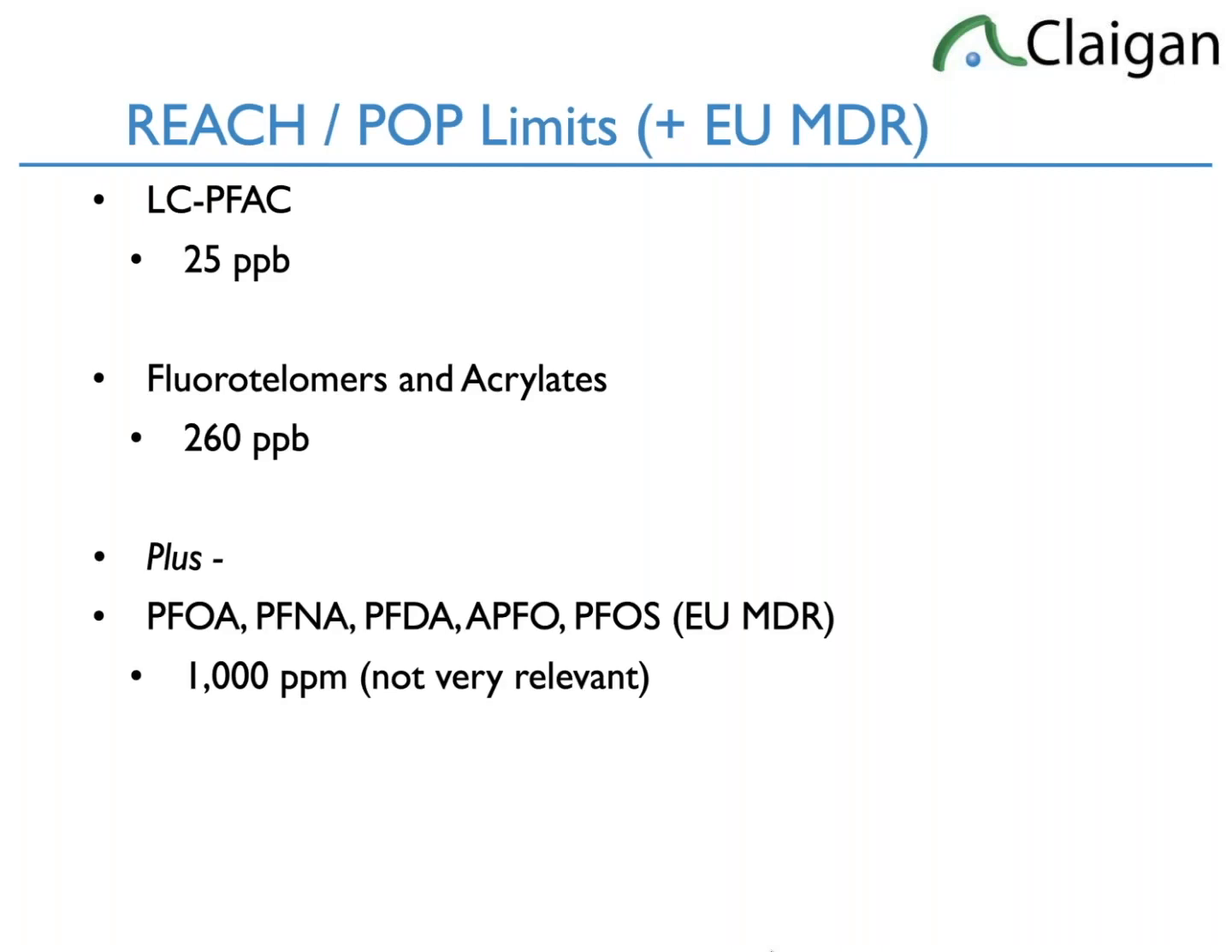PFOA is perfluorooctanoic acid, PFNA is perfluorononanoic acid, PFDA is deca, it's 10. APFO is ammonium PFOA. So it's basically a PFOA with the hydrogen. Instead of a hydrogen, it has the ammonium. And this is one of the reasons why you see so many different lists of fluoros, because the salts are, you can put hydrogen on, you can put ammonium on, you can put a potassium on, and so on and so forth. And you do that for each size length, it really adds up. And then PFOS, the sulfonate version. But 1,000 ppm, which is pretty relevant.